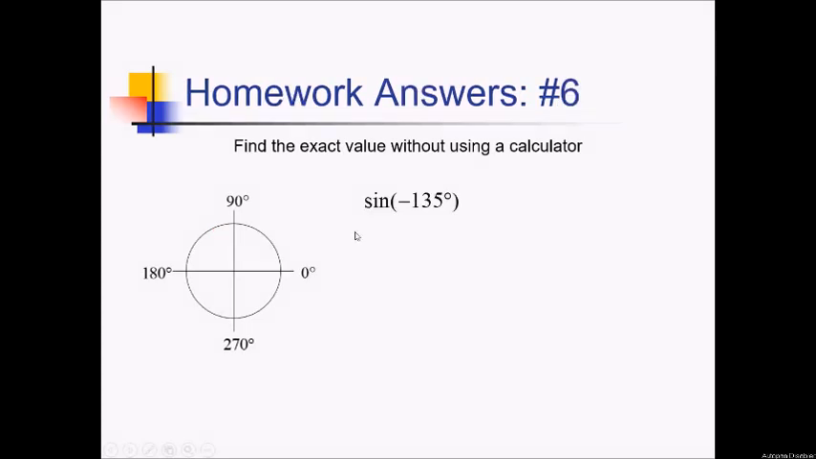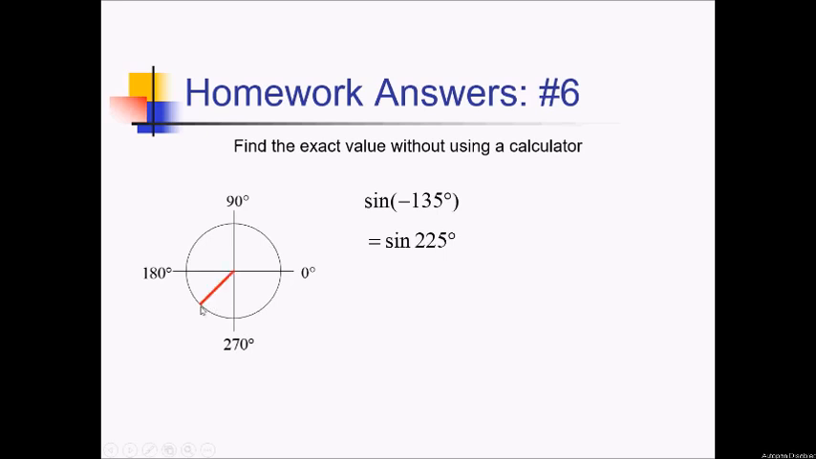To figure out the sine of negative 135, let's start by seeing what this is as a positive angle, because I'm having trouble visualizing where this is going to fall in the unit circle. So if I add 360 to this, that's going to be positive 225 that I'm taking the sine of. And that, I know, is smack dab in the middle of quadrant 3 right here.